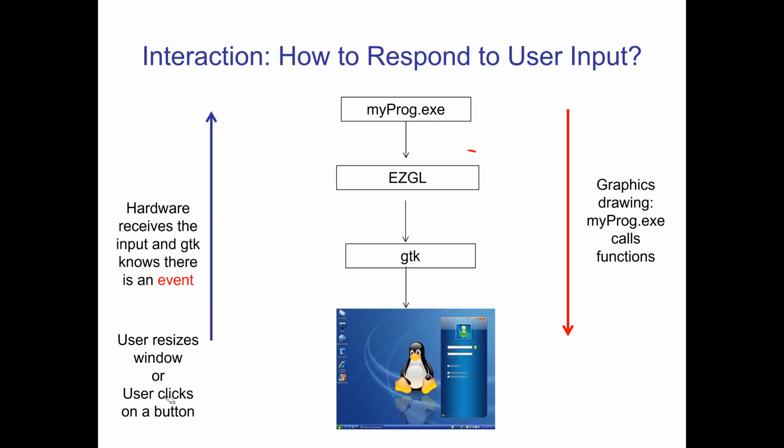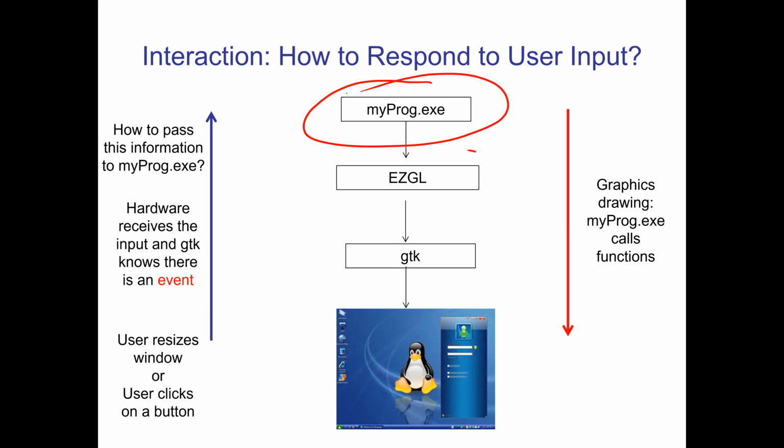Okay, why is that important? Well, the hardware is what knows that an event has happened, but it doesn't know what to do. What actually knows what to do is your program. I mean, it depends what the event is. Some events, EasyGL is actually going to handle itself. It knows what to do. It'll never actually have to do that much with your program.